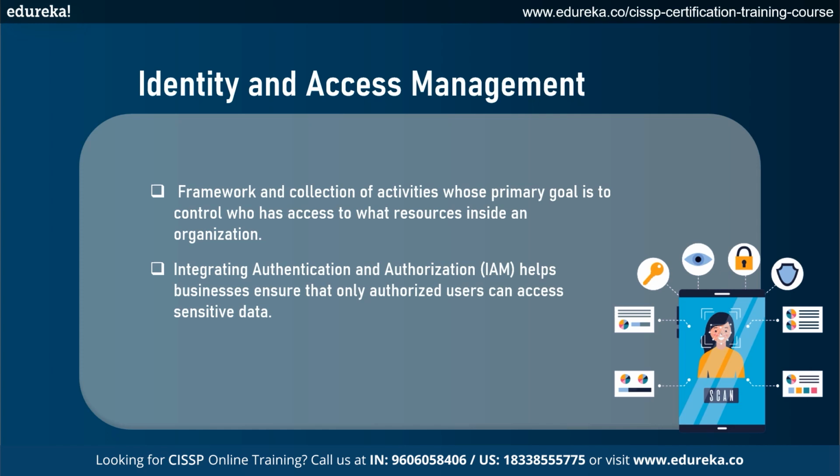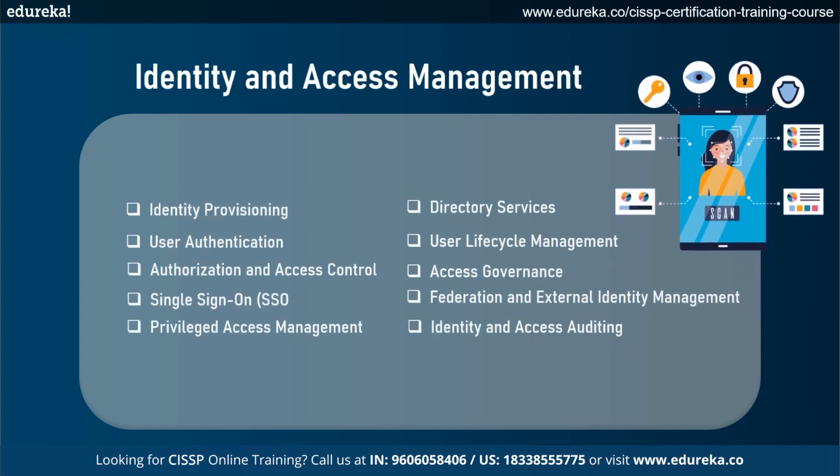Identity and access management consists of the following parts: identity provisioning, user authentication, authorization and access control, single sign-on, privileged access management, directory service, user lifecycle management, asset governance, federation and external identity management, and identity and access auditing. So, by implementing robust IAM practices, organizations can effectively manage user identities, control access to critical resources, enhance security, streamline user administration processes, and maintain compliance with regulations and industry standards.